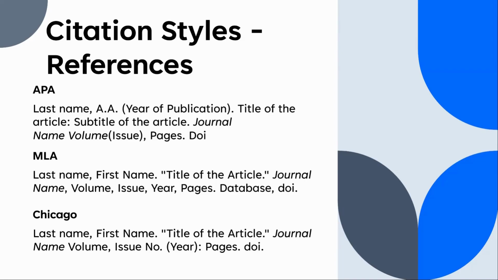So they're all asking for the name of the author. They're all asking for the year of publication. It's just at the beginning in APA and at the end for MLA and Chicago. And then they're all asking for the title of the article, the title of the journal, the volume number, issue number, specific pages, and the DOI.